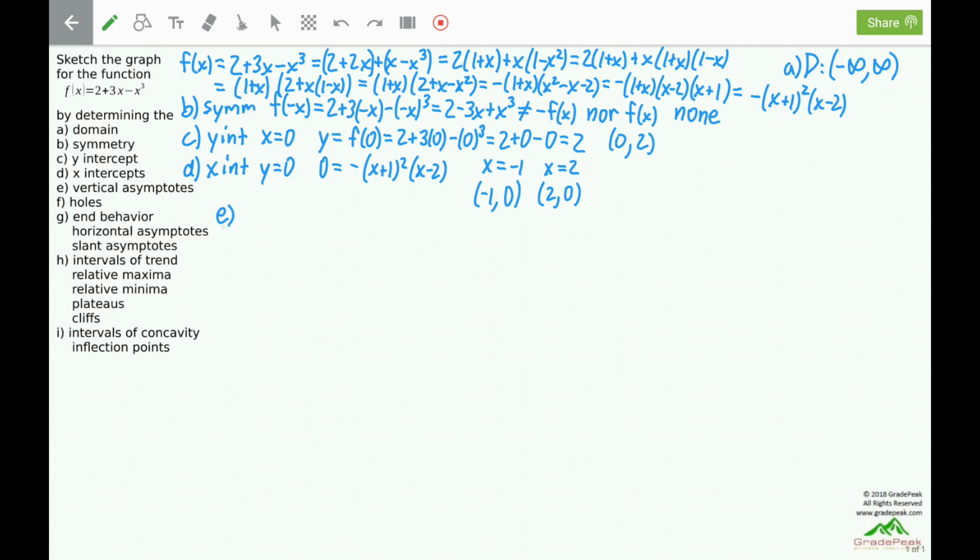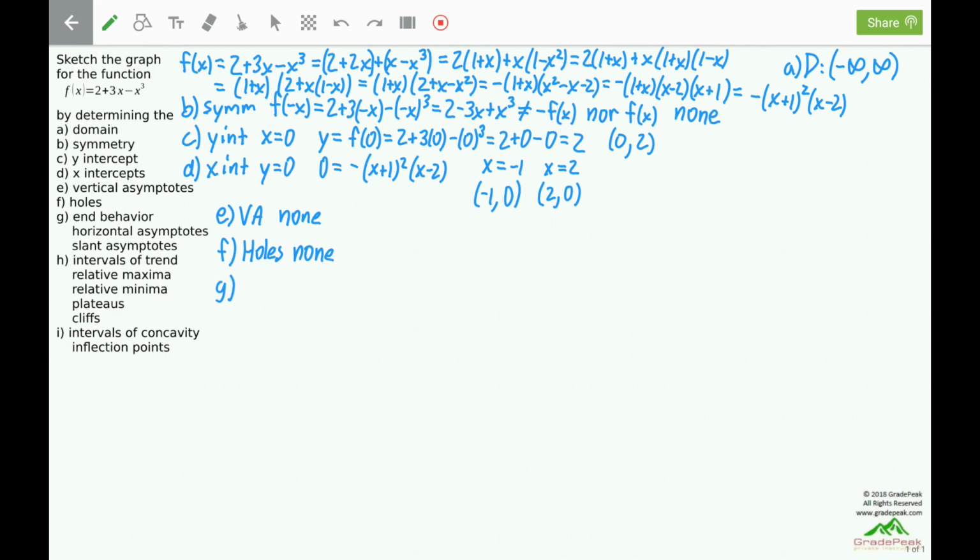For part E, we want to find any vertical asymptotes. F of x is a polynomial with no denominator, so there will be none. For part F, we want to find any holes. F of x does not have a denominator, so there will be none.